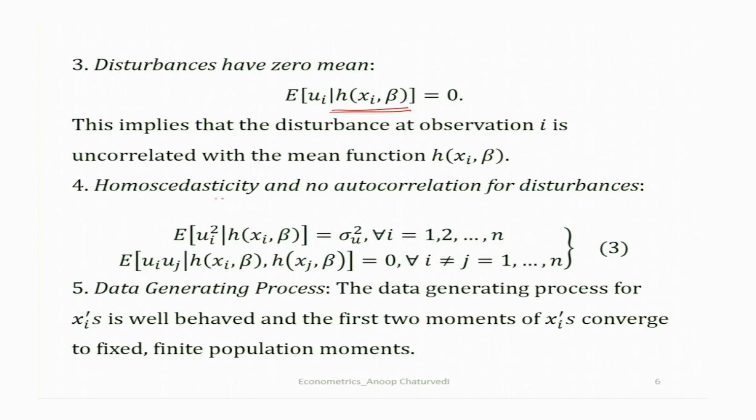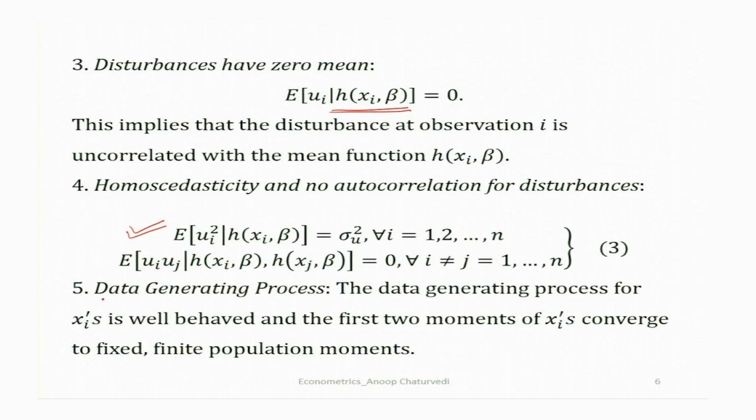Next assumption is homoscedasticity and no autocorrelation for disturbances. Just like the linear regression model, we assume that expectation of u_i square given h(x_i, beta) is equal to sigma square u for all i equal to 1 to n. So, this is the assumption of homoscedasticity. And then expectation of u_i u_j given h(x_i, beta), h(x_j, beta) is equal to 0 for all i not equal to j. So, for different i and j, u_i and u_j are uncorrelated given h(x_i, beta) and h(x_j, beta).